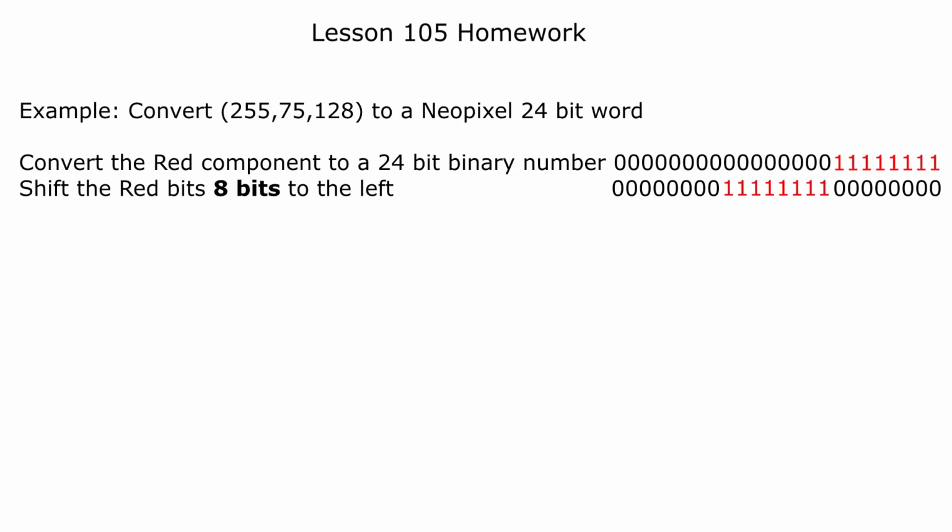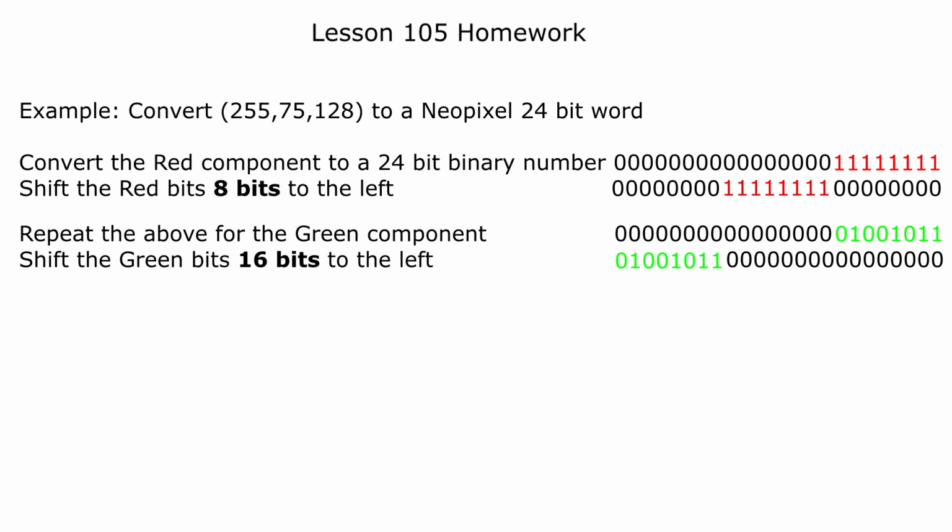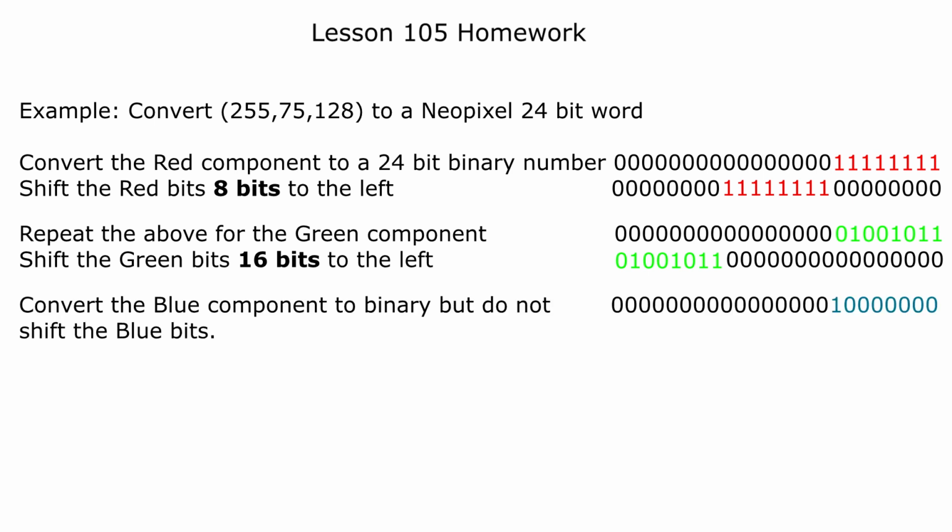We start by converting the red component to a 24-bit binary number. We shift the red bits 8 bits to the left. We repeat the above process for the green component, shifting the green bits 16 bits to the left. We convert the blue component to binary but do not shift the blue bits.